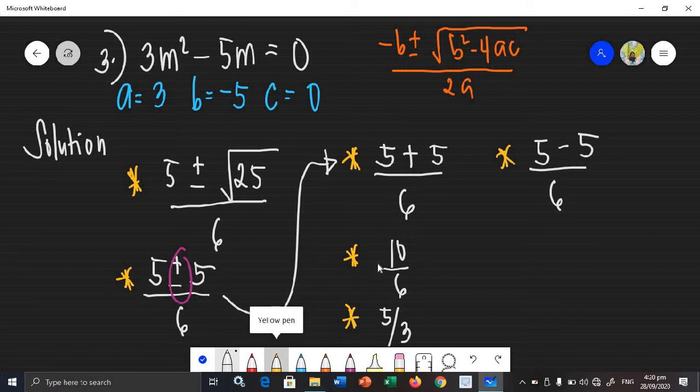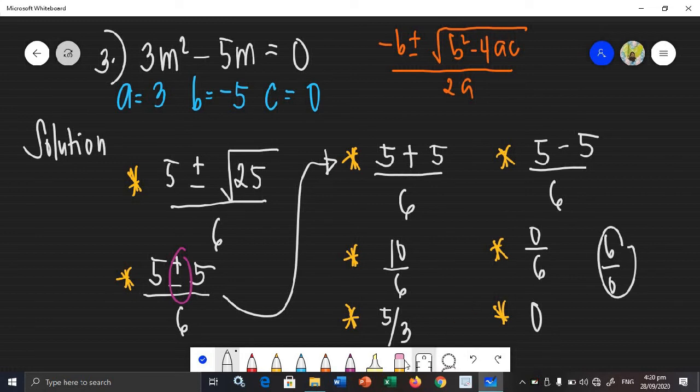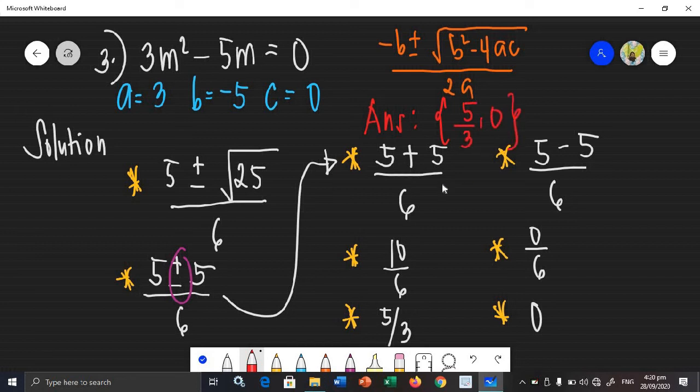Okay? How about the next one? So, 5 minus 5, the answer is 0 over 6. So, kapag ang numerator mo ay 0, the answer is 0. Pero kapag ang denominator mo ang naging 0, the answer is undefined. Okay? In this example, the numerator is 0, therefore the answer is 0. So, if we will be writing our answer using sets, the answer will be 5 over 3 and then 0.